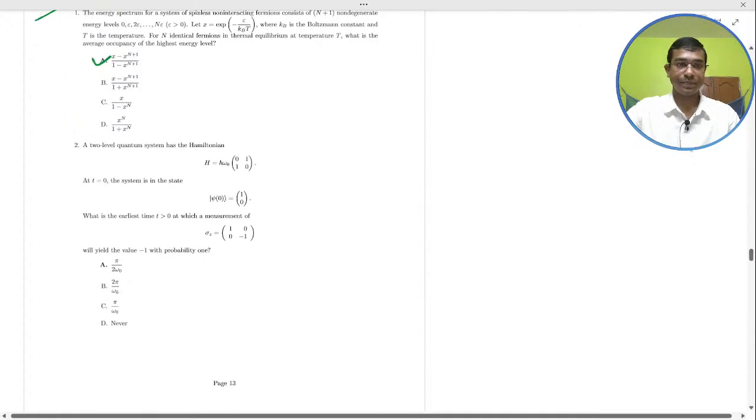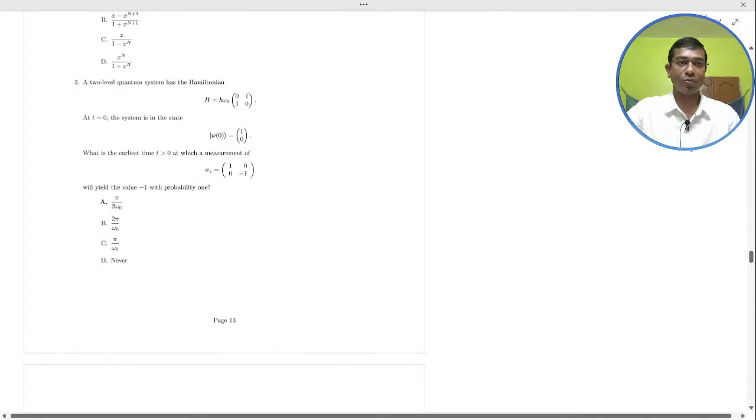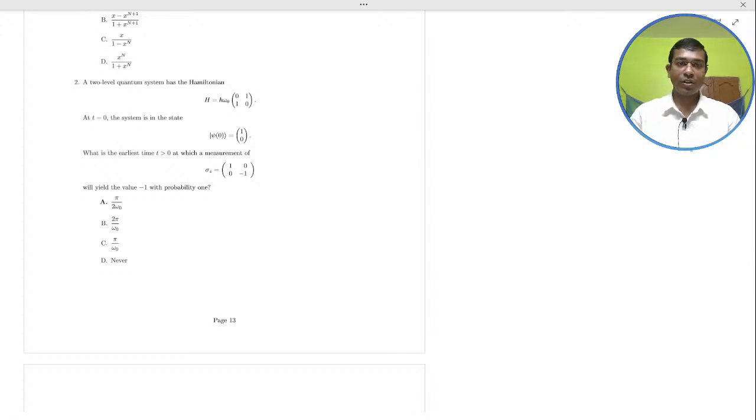Next question. Question number 2. A two-level quantum system has the Hamiltonian H equal to h cross omega naught times the matrix (0 1; 1 0). At t equal to 0, the system is in the state psi 0 equal to (1, 0). What is the earliest time t greater than 0 at which a measurement of sigma z, with eigenstates (1, 0) and (0, 1), will yield the value minus 1 with probability 1?